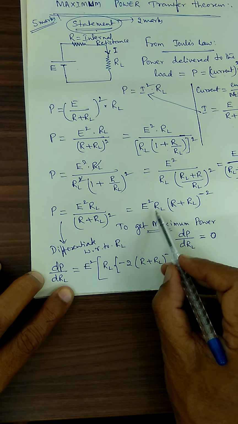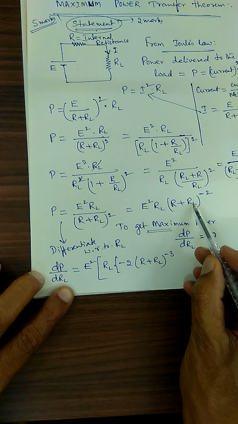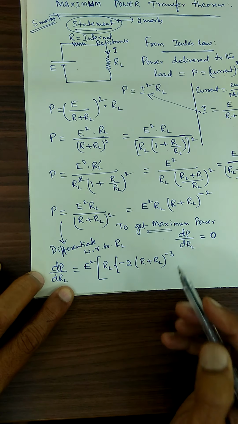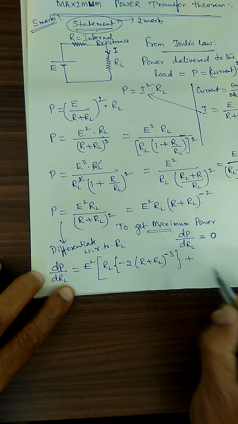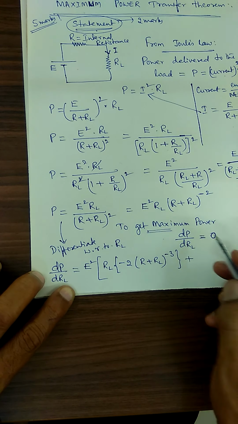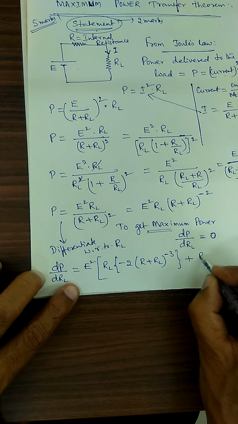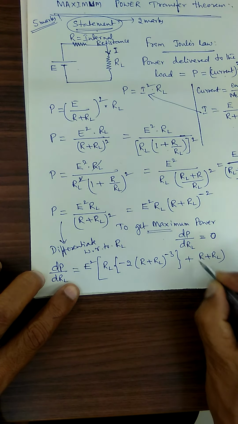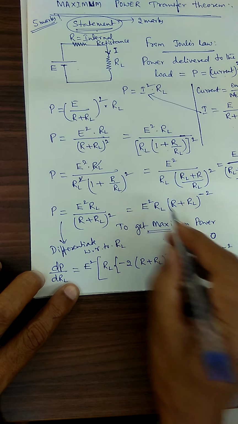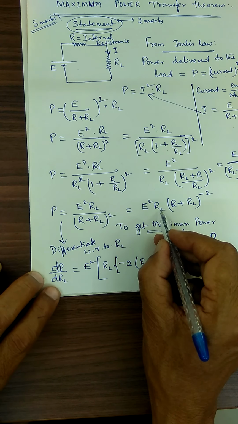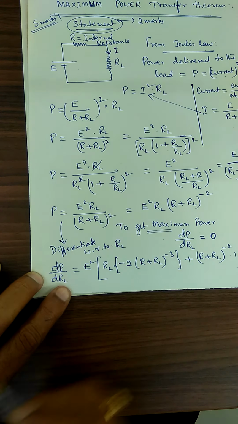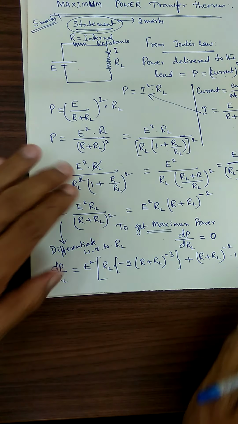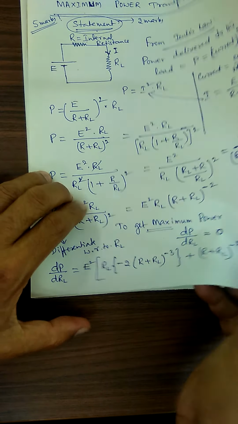Okay. So U into V dash, that's finished. Plus V into U dash: V is R plus RL, into U dash. Differentiation of RL with respect to RL is 1. I hope you understood. So next concept, further idea, I will continue.